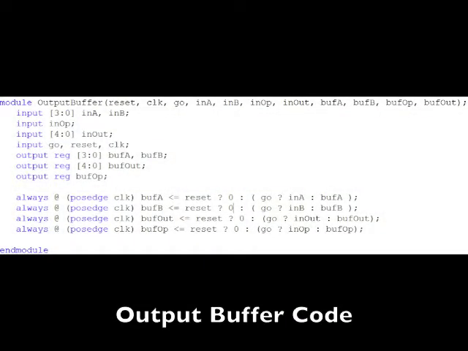The motivation for having an output buffer was simple. We did not want the display to change while the ANN was making a decision. The output buffer uses the flag from the value buffer to know when the two operands are ready. At this point, it stores the current value of A, B, and the current output of the calculator. These values will feed the display logic until the next two operands are ready.